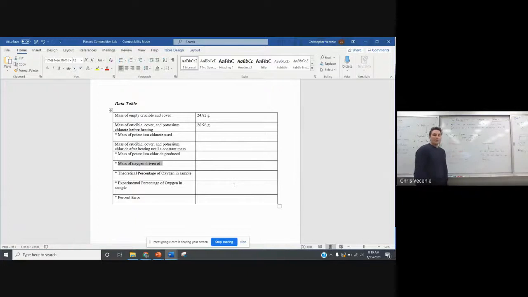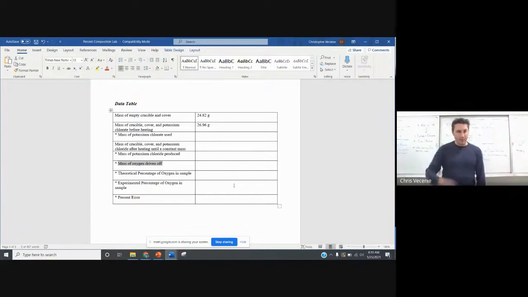All right, so once I get my final number, I will know the experimental grams of oxygen from the lab, and I know the experimental grams of potassium chloride, which, remember, was this guy minus this guy. All right, so again, you don't use the periodic table for that, and you don't multiply the oxygen by 3. You just get what its mass was from your star calculation box, which is the one that's highlighted right there that says mass of oxygen driven off.